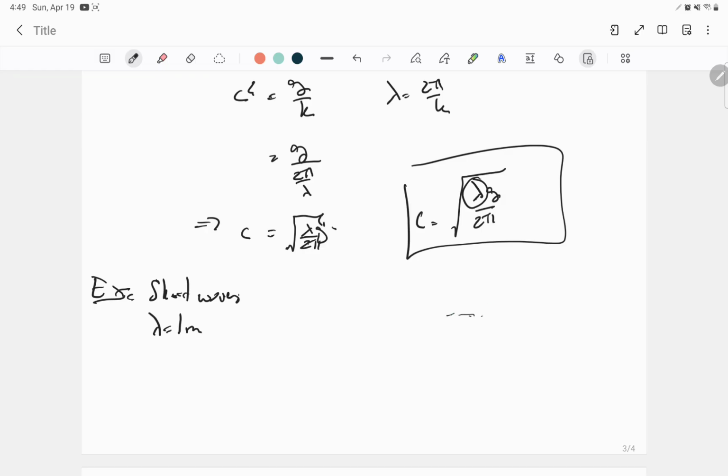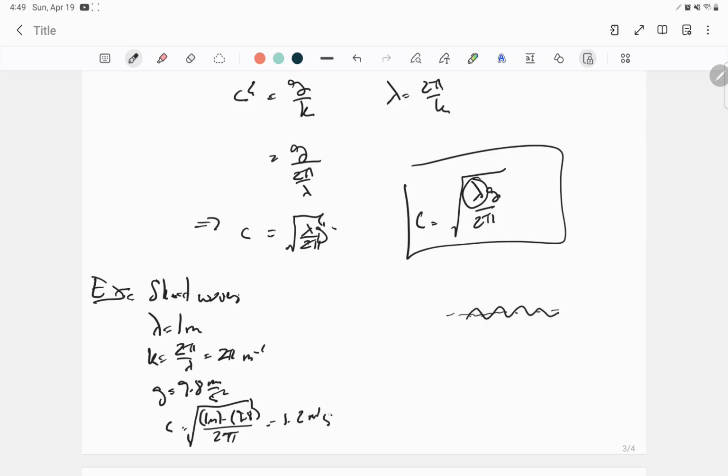So here's our surface, and then we have some relatively short wavelength waves. So that means that our k is 2 pi over lambda, which equals 2 pi per meter. g is 9.8 meters per second squared. So our wave speed is the square root of 1 meter times 9.8 divided by 2 pi, which works out to about 1.2 meters per second.